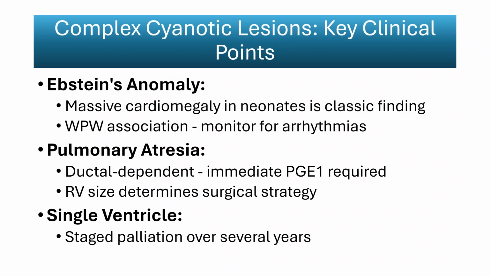In Ebstein's anomaly, the hallmark neonatal finding is massive cardiomegaly on chest radiograph, sometimes filling the thoracic cavity. The association with Wolff-Parkinson-White syndrome makes arrhythmia surveillance essential throughout life. Pulmonary atresia with intact ventricular septum is defined by ductal-dependent pulmonary blood flow, so prostaglandin infusion must be initiated immediately at birth. Right ventricular size and coronary anatomy are the key determinants of whether a child can undergo biventricular repair, a univentricular pathway, or an intermediate option.